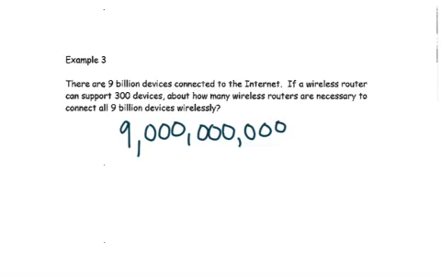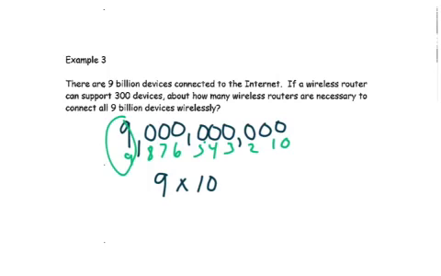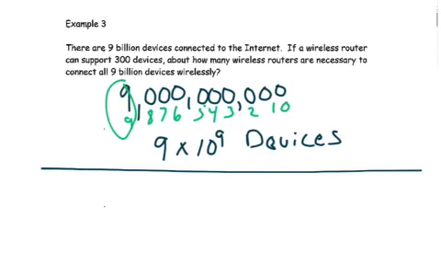So again, I need to write this in a single digit power of 10. So I'm going to start 0, 1, 2, 3, 4, 5, 6, 7, 8, 9. And from the previous example, I know I can rewrite this, and it's just kind of a coincidence that they're both 9s out here. I'm going to rewrite this as 9 times 10 to the power of 9. So you can see we get about 9 times 10 to the 9th power devices.